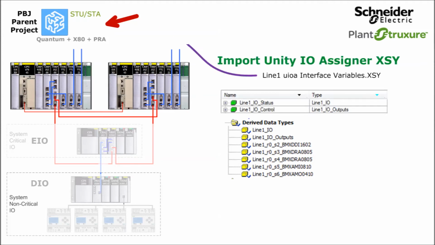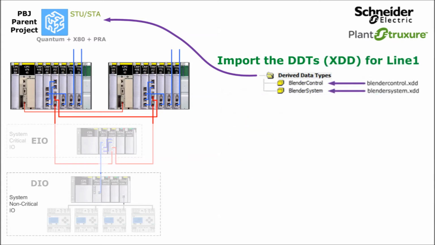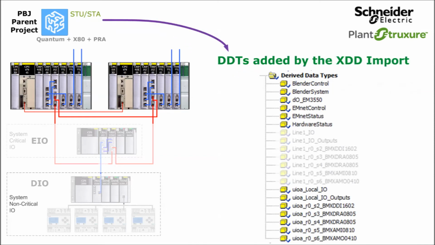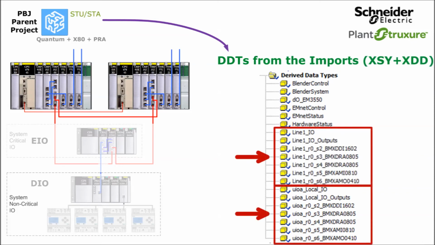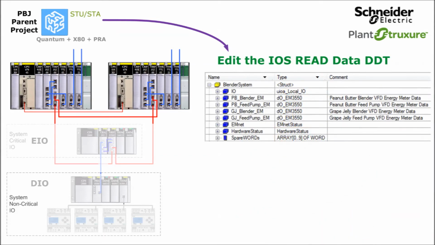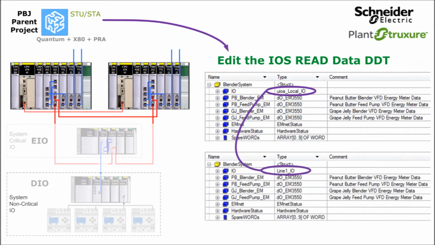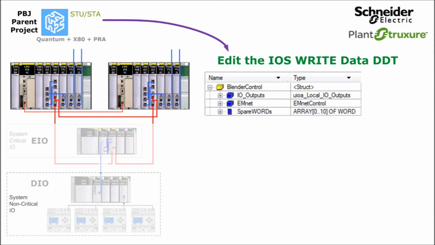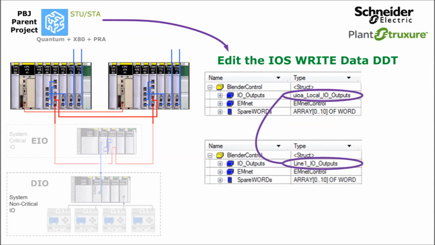This begins by importing the Unity IO assigner generated XSY file for the Line 1 DIO drop, and then the exported Line 1 Blender system and control DDTs. After this, these DDT definitions will exist. And note that these two groups of DDTs actually contain duplicate information. Next, I will re-reference the DDT type used by the Blender System DDT element for the Line 1 IO status, and then re-reference the DDT type in the Blender Control DDT element.